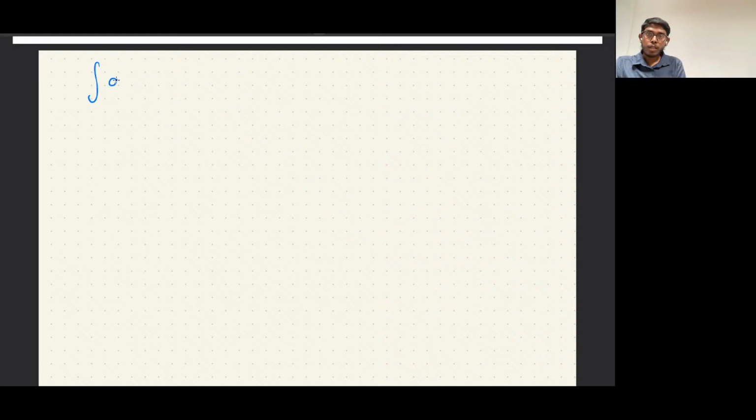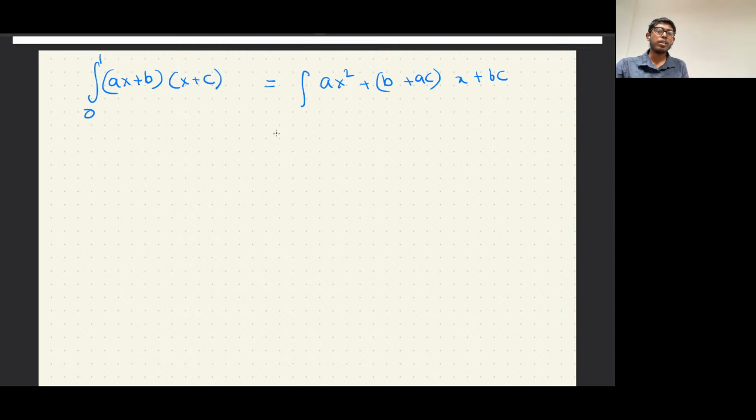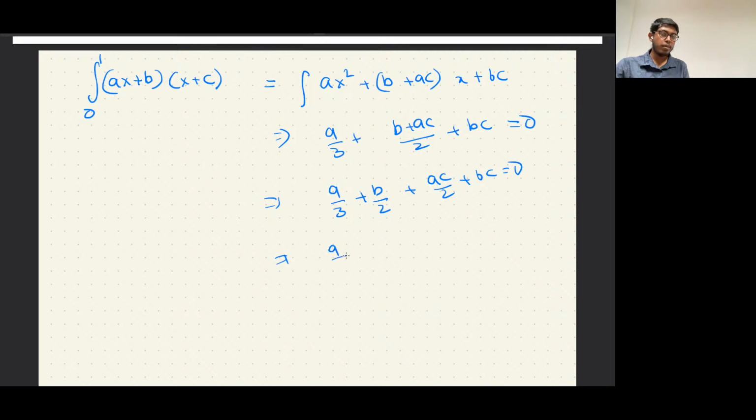So ax + b and x + c, integrated from 0 to 1. As I told, you can directly take ax + b and cx + d, solve it, and get whatever condition you need. This will be ax² + (b + ac)x + bc, and if you integrate, you get a/3 + (b + ac)/2 + bc = 0. This implies a/3 + b/2 + ac/2 + bc = 0. If I take c as common, a/3 + b/2 + c(a/2 + b) = 0.